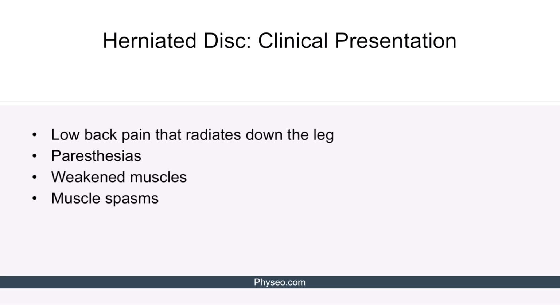Because these tend to involve the lumbar spine, patients classically have low back pain that radiates down the leg along the distribution of the affected nerve. There may also be some paresthesias along the nerve distribution. This can be described as pins and needles sensation. The muscles may weaken and spasm because of the compressed nerve as well.